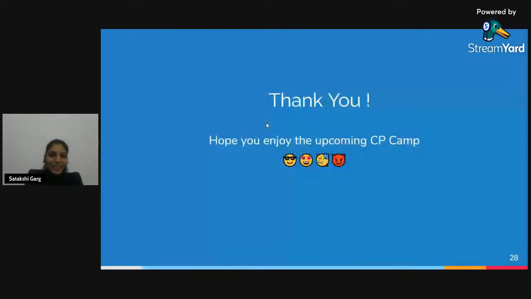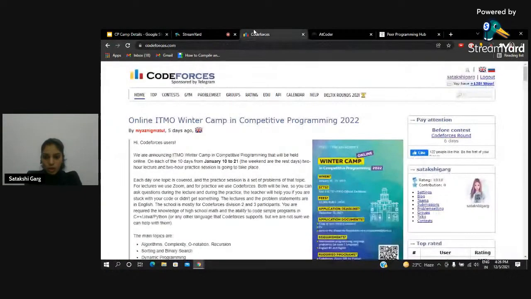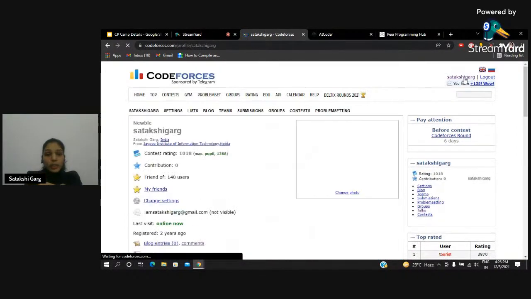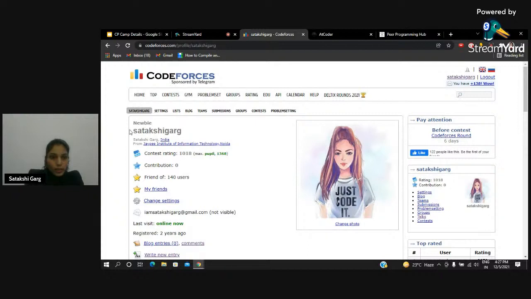So now I hope you all enjoy the upcoming CP Camp. Let me just show you what the problem ratings are that I was talking about. First of all, let me show you what a user ID is. As I said, a few students have actually entered their email IDs instead of user IDs. See here, Satakshi Garg, this is the user ID and not the email ID. Or if you don't understand, you can see here that whatever comes after profile is your user ID. This is what you're supposed to enter in the form and not the email ID.